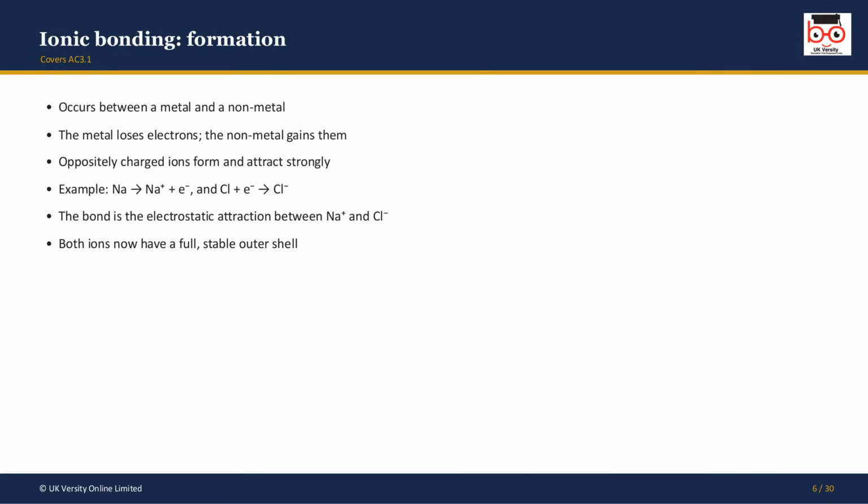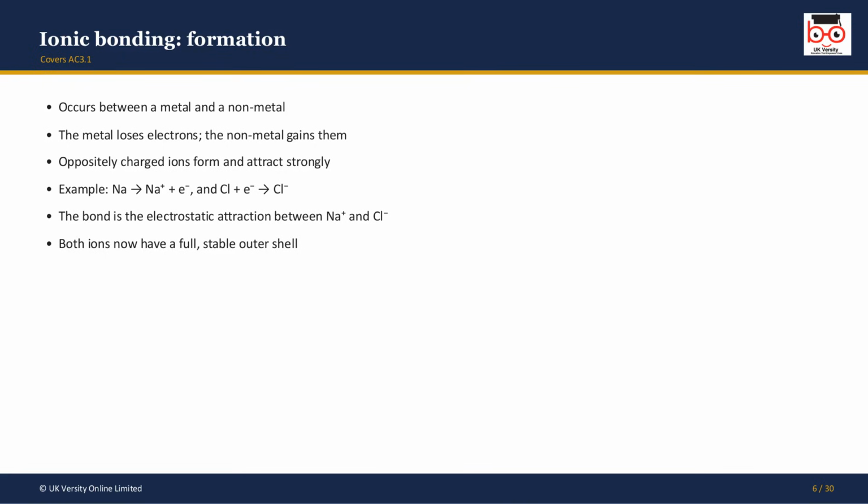Let's take ionic bonding first. It happens between a metal and a non-metal. The metal loses electrons and the non-metal gains them, so oppositely charged ions form and attract one another strongly.